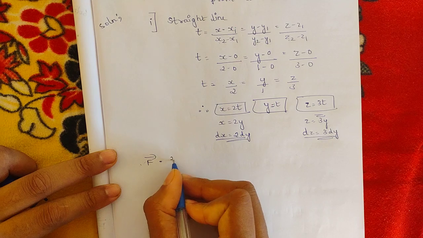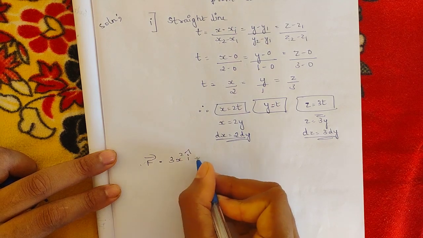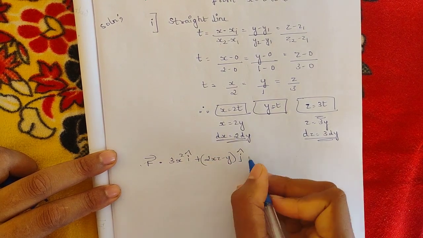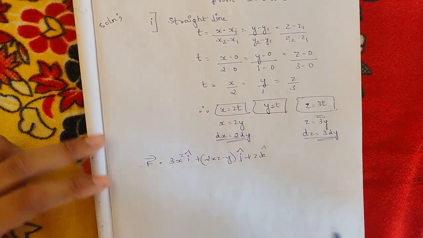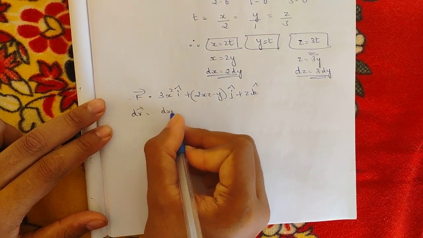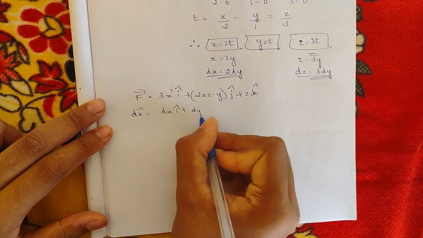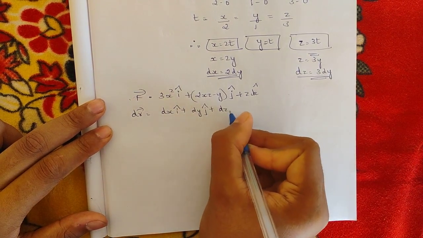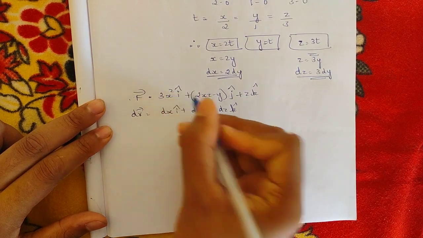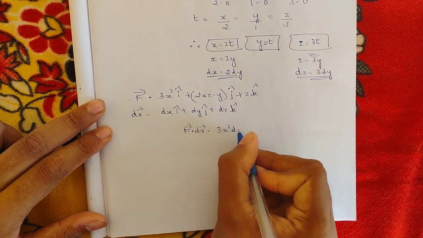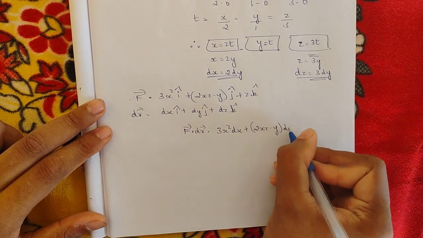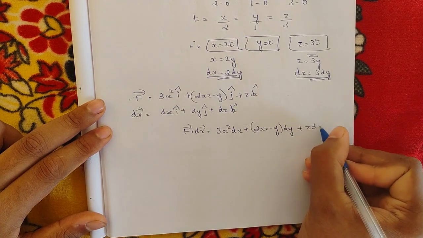F is what they have given in the question, 3x² i cap plus (2xz minus y) j cap plus z k cap, right? And dr is dx i cap plus dy j cap plus dz k cap. So what we would be getting, f dot dr, is 3x² dx plus (2xz minus y) dy plus z dz, right?